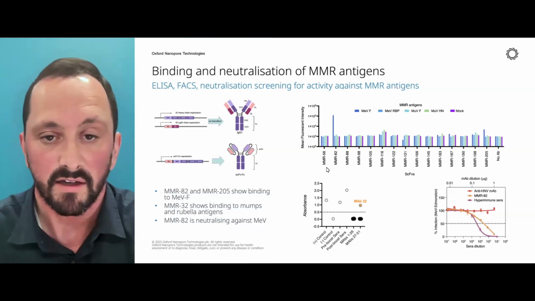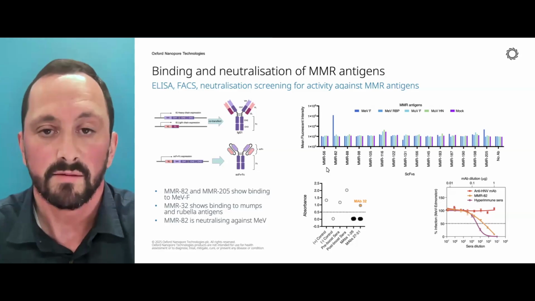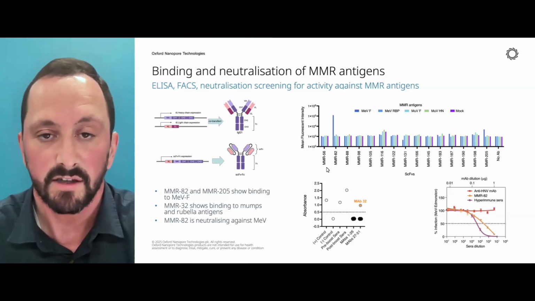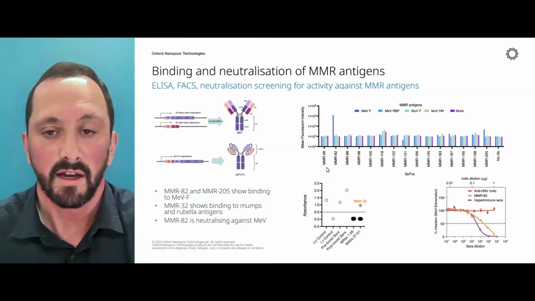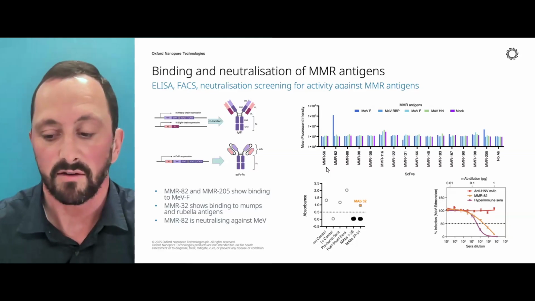So this is really exciting. It shows that directly from sequencing data, and just from consensus generation of antibody sequences, you can identify truly neutralizing antibodies that are actually protective against viral infection.